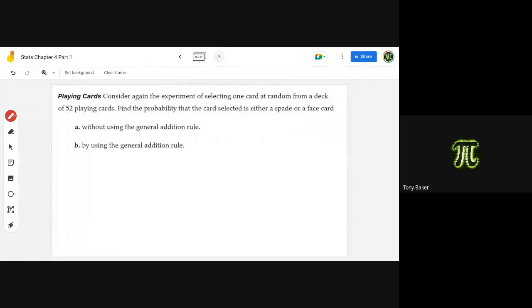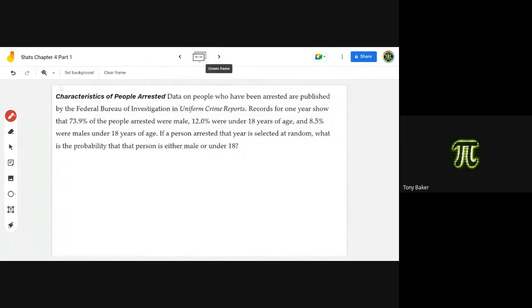There it is. Let's do that one. Let's do this one. All right. Last problem of the day.